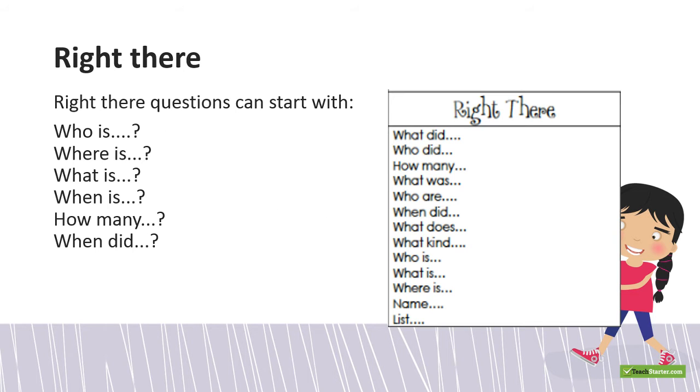Some of the question stems that you might use when speaking to your child after they've done their reading are things like who is, where is, what is, when is, how many, and where did. There are lots of different question stems that you might use for right there questions, but these are just a few that might help you get started when posing a question that you might ask your child after they've finished reading their desired text.